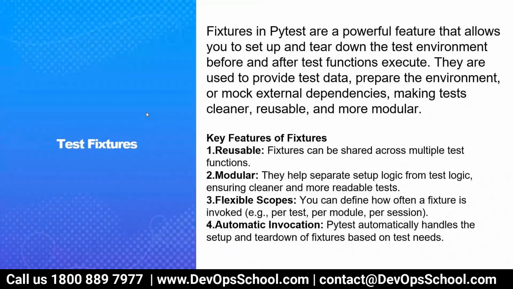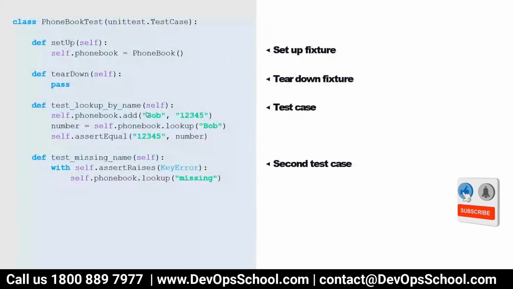Fixtures in pytest are a powerful feature that allows you to set up and tear down the test environment. Simple way: if you want to create an environment or tear it down, destroy the environment, in that case you have to set up a fixture. If you see here, the first line, def setup self dot phone book, and then phone book, that was a fixture. That means if you want to set up an environment, then you have to set up a fixture. So that is important.